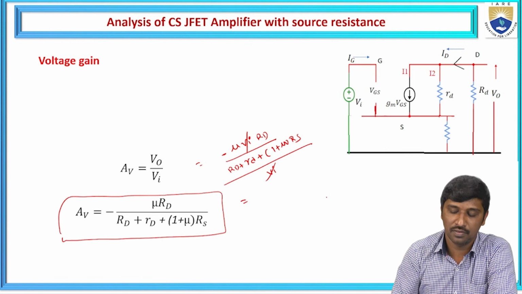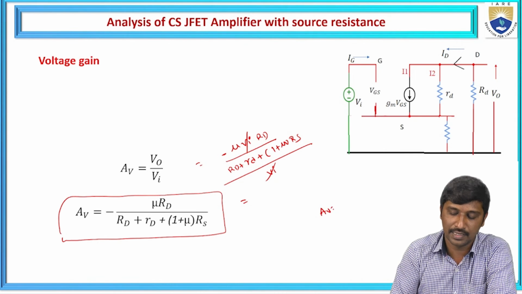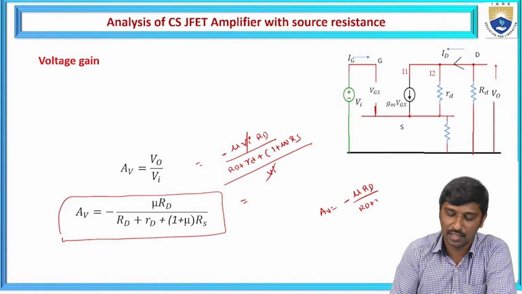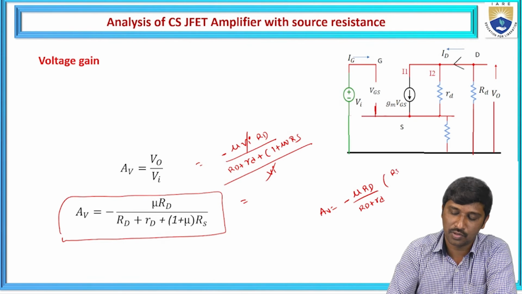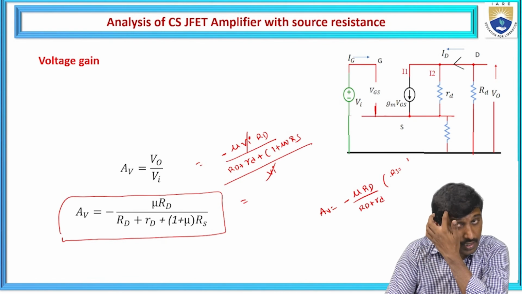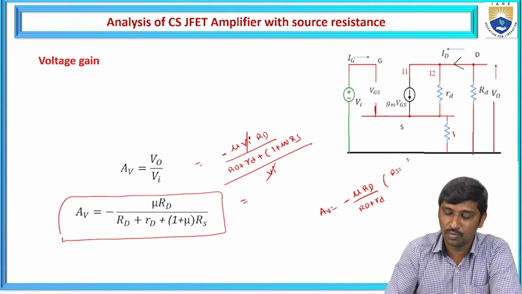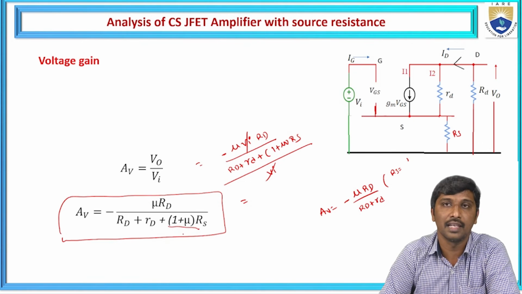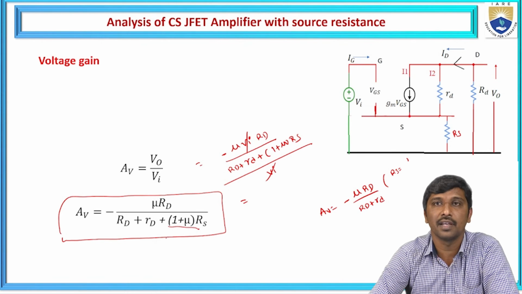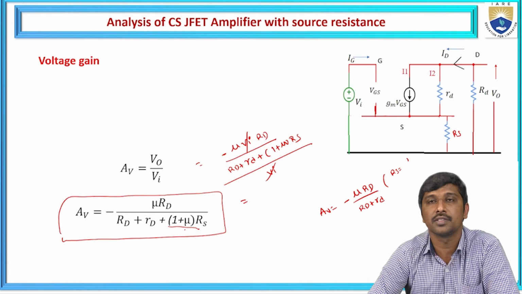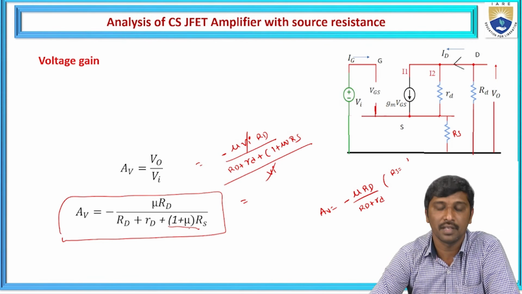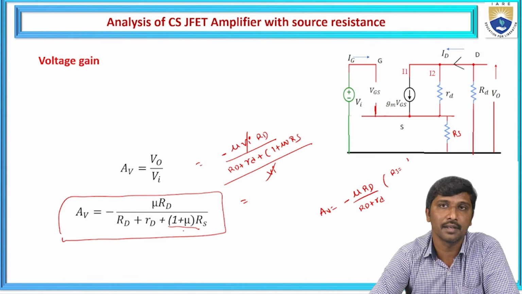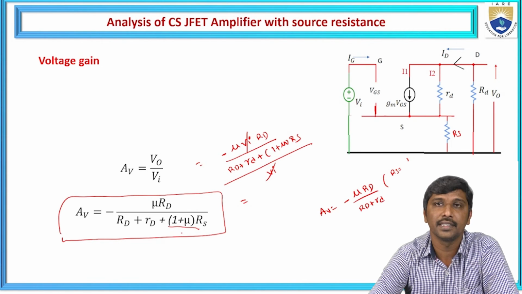We also observe that without source resistance, the voltage gain is represented as minus mu times capital RD by capital RD plus small rd, when the source resistance is 0. So if you remove the source resistance, taking Rs as 0, this term is eliminated. But what happens when you add the source resistance to a common source JFET amplifier? Adding it reduces the voltage gain.